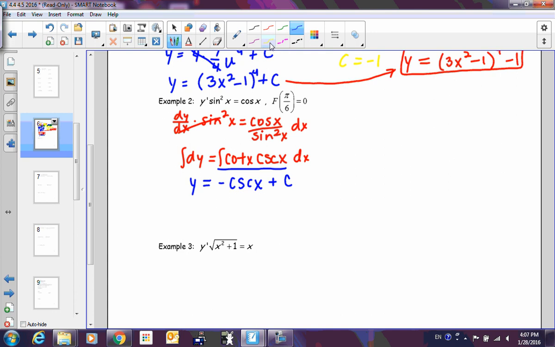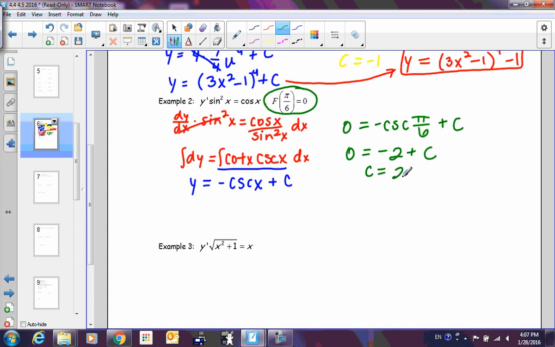The only thing I need to do from here is to go ahead and use my initial condition. That means I need to plug 0 in for y, and I need to plug pi over 6 in for x. So I need to figure out what cosecant of pi over 6 is. Well, sine of pi over 6 is a half, and so cosecant would be flip that, so that would be 2. Draw out a triangle if you need to for that. I'm not going to go over that in this video. So then c itself would just be positive 2. So my final answer, and I'm just rewriting it from here, is negative cosecant x plus 2.